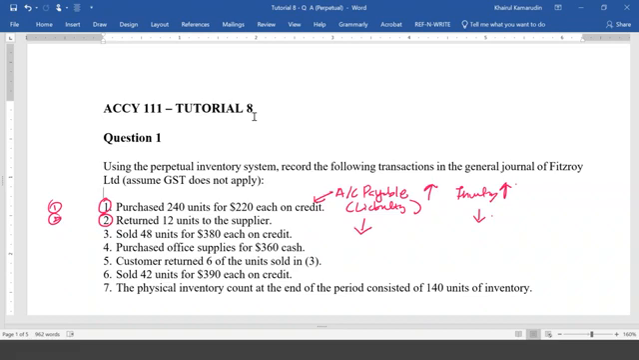Okay, 5,280 inventory debit, very good. And 5,280 accounts payable credit. That is very good. How about the second one? You need to multiply 12 by 220. That gives you 2,640. Debit accounts payable 2,640. Credit your inventory 2,640. So the answer will be like this.